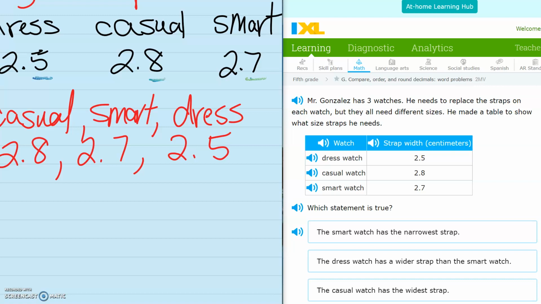So the first one's not correct. The next one says the dress watch has a wider strap than the smartwatch. Well, if we look, the dress watch is narrower than the smartwatch, so that one's not true. The last one says the casual watch has the widest strap. That's what we got, right? We've got that the casual watch was the largest, so we're going to select the casual watch has the widest strap. We're going to hit submit.